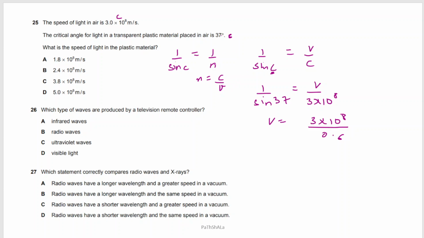N is equal to c upon v, so it becomes v upon c. So it comes out to be 1.8 meters per second. The answer is A.